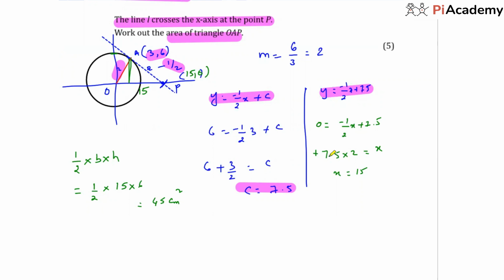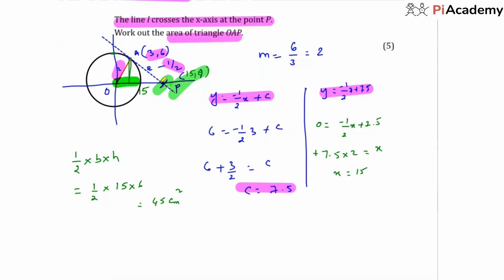Now you're trying to find this point P, this point where it's touching the x-axis. On the x-axis, the y coordinate is 0. So you put y is equal to 0 and calculate x. X is 15. So now you know this point is (15, 0).